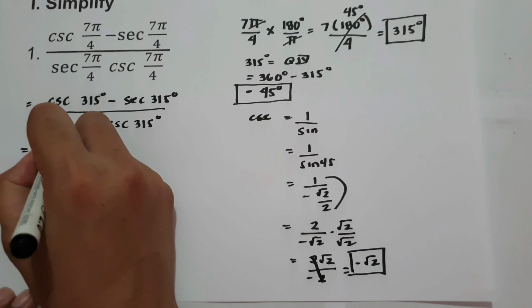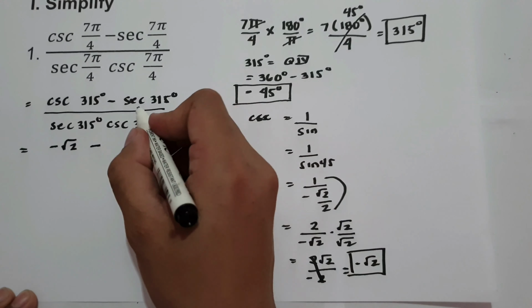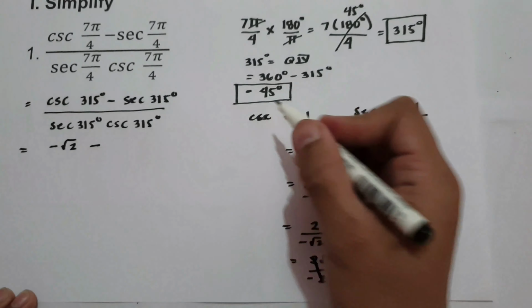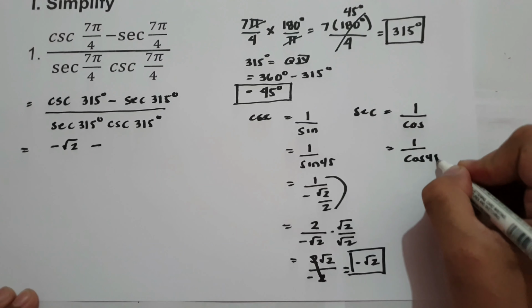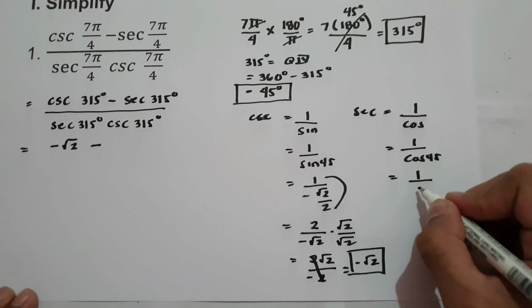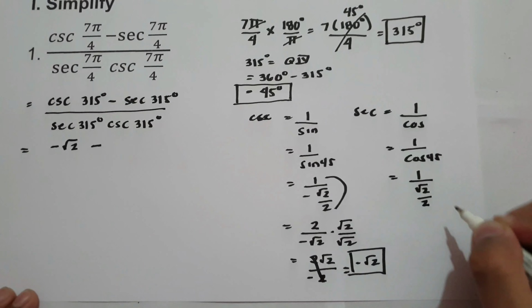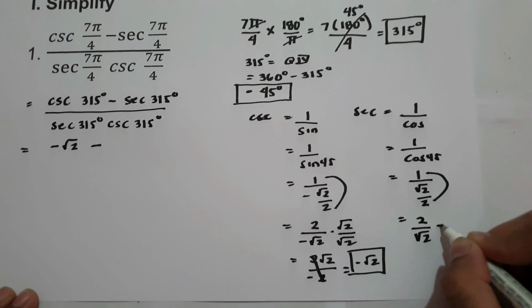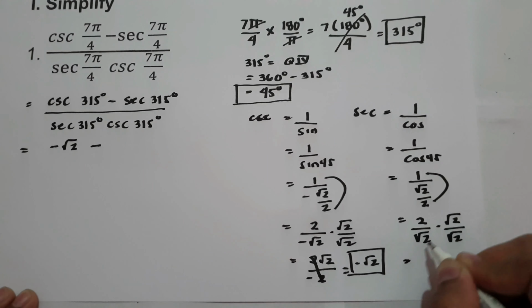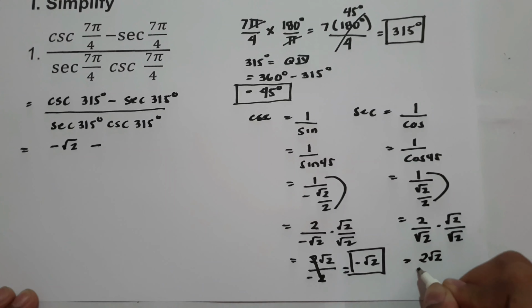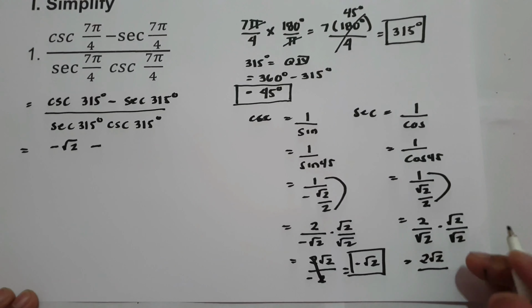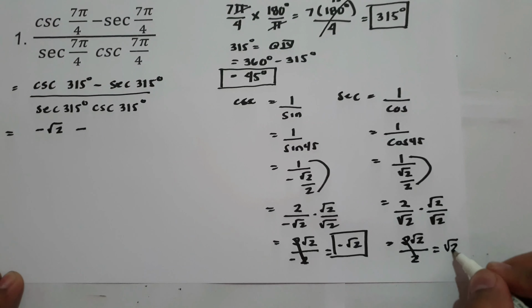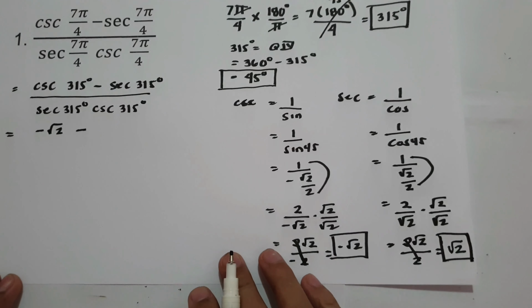So let us write here negative square root of 2 minus secant. Secant is equal to 1 over cosine. Since we have the same angle, we have 1 over cosine 45. Cosine 45 in quadrant 4 is square root of 2 over 2. To simplify, that is 1 times 2, that is 2 over square root of 2. So let us rationalize. 2 times square root of 2 is 2 square root of 2 over square root of 2 times square root of 2, that is 2. Let us cancel this. So we have now square root of 2. So this will be the value of secant 315 degrees.